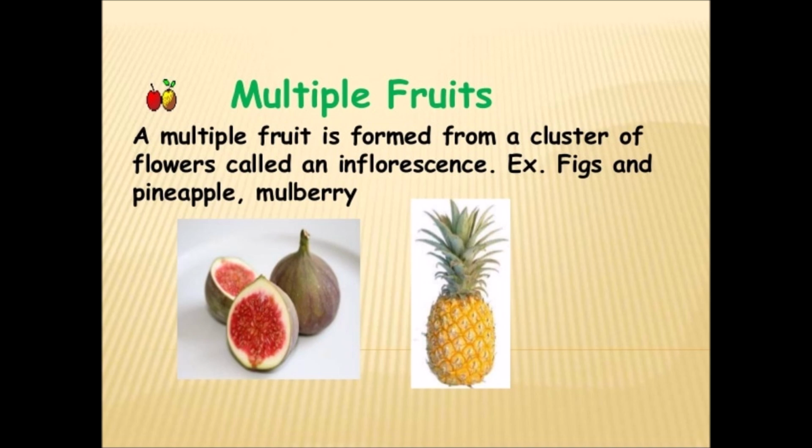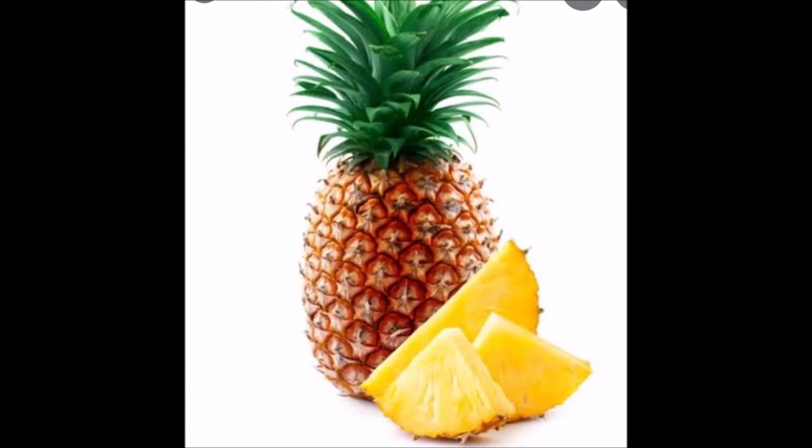Now next we are going to see about multiple fruit. What is multiple fruit? A fruit formed from the fusion of ovaries of a number of flowers. So it will develop closely together to form one big fruit. The multiple fruit will be like a big fruit. So what are the examples of multiple fruit? Pineapple, figs, etc. Now we'll see about it.